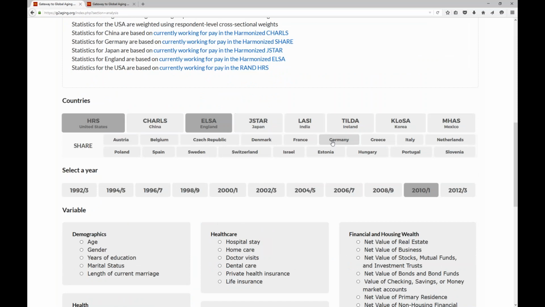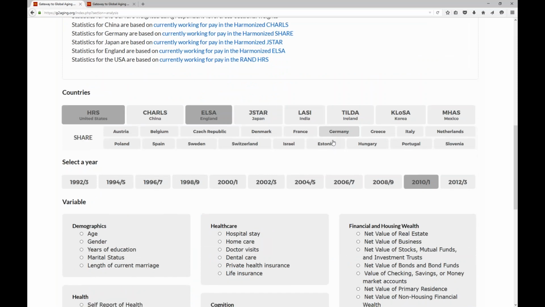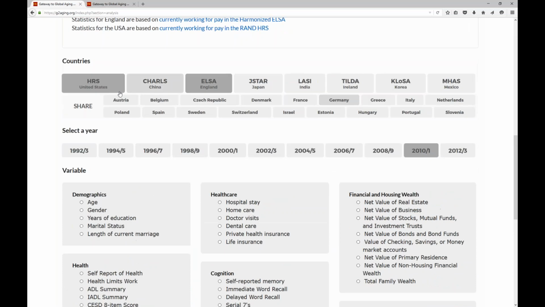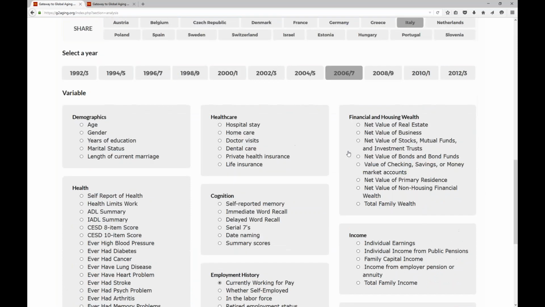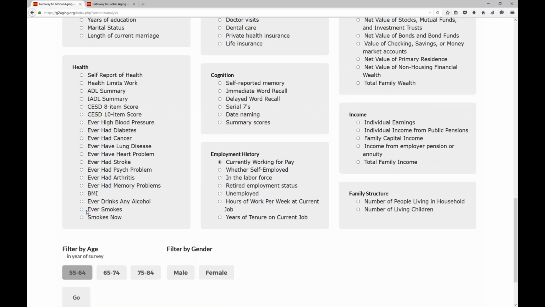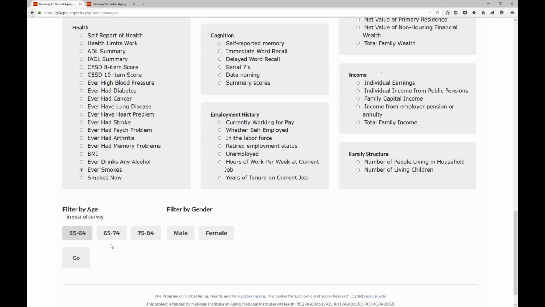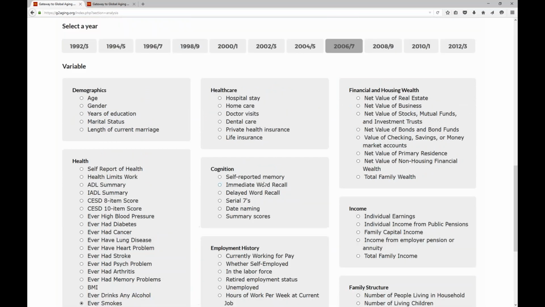So let's say we're interested in looking at England, the US, Japan, and Italy. And we'll look at the year 2006. And so we can go through all these measures. In this case, let's look at ever smokes. And we can take off our filter of age. We'll look at all ages of these surveys.